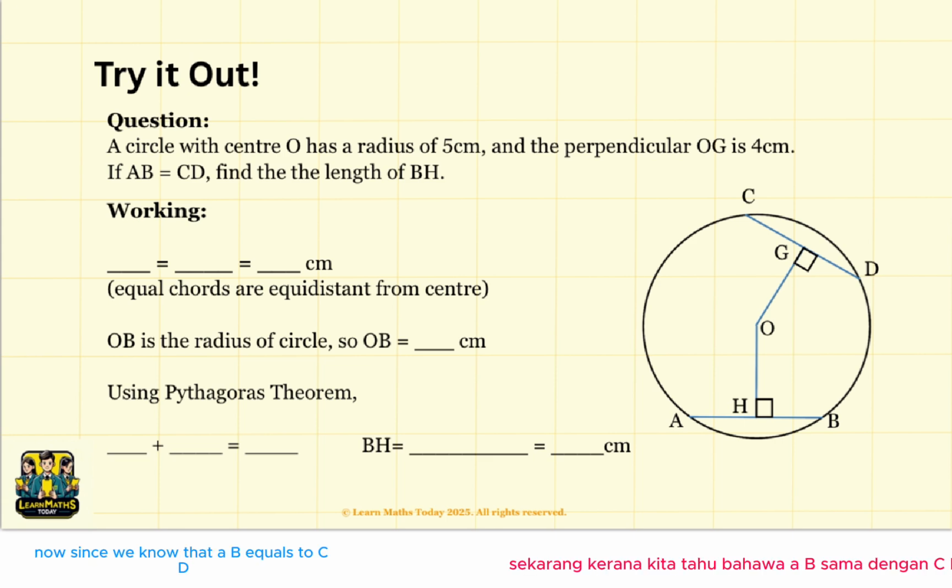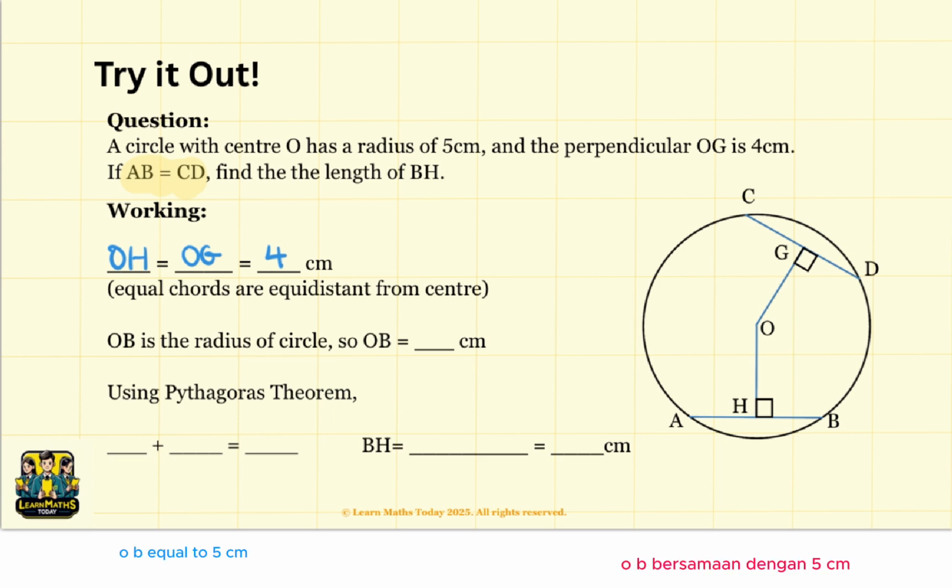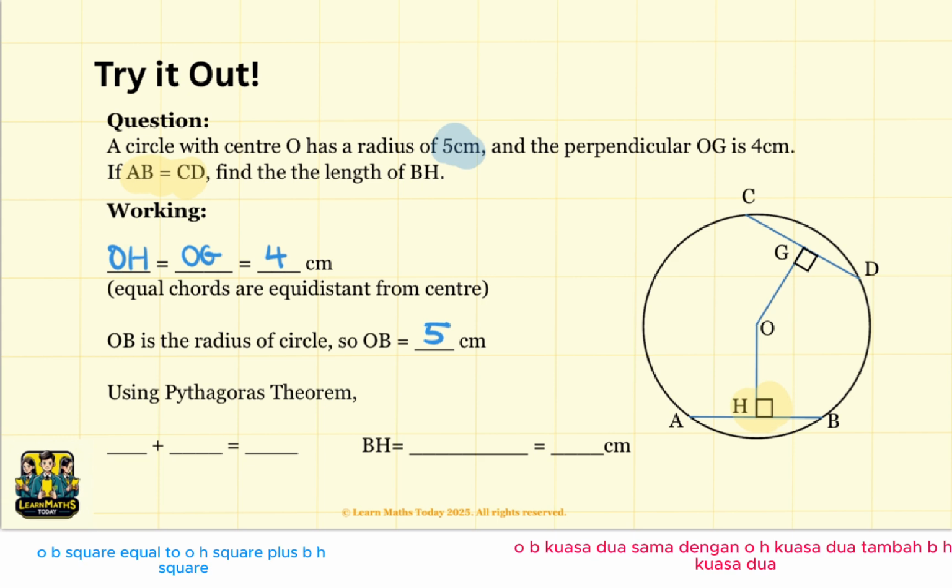Now, since we know that AB equal to CD, we know that the perpendiculars from the center, OH and OG, should be equal, meaning OH should be equal to OG equal to 4 cm. OB equal to 5 cm because that's the radius of the circle. And we know that triangle OBH is a right triangle because it has an angle of 90 degrees. Therefore, with Pythagoras theorem, OB squared equal to OH squared plus BH squared.